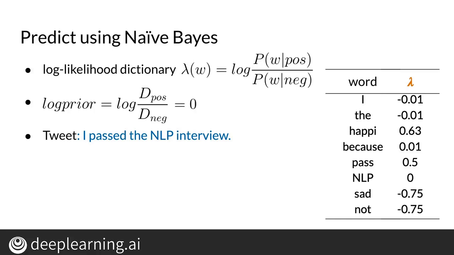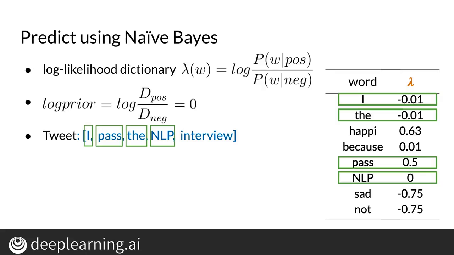You can use your model to predict if this is a positive or negative tweet. So before anything else, you must pre-process this text, removing the punctuation, stemming the words, and tokenizing to produce a vector of words like this one. Now, you look up each word from the vector in your log likelihood table. If the word is found, such as I, pass, the, and NLP, you sum over all the corresponding lambda terms. The values that don't show up in the table of lambdas, like interview, are considered neutral and don't contribute anything to the score. Your model can only give a score for words it's seen before.